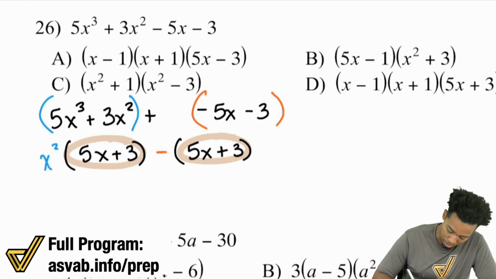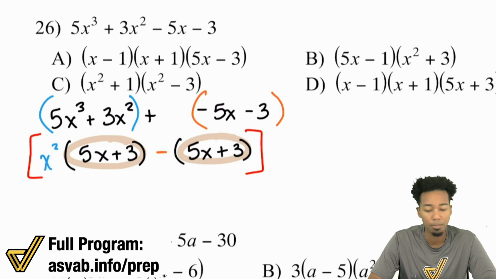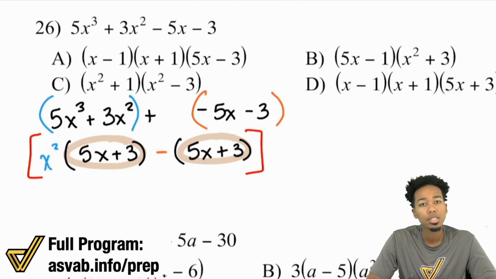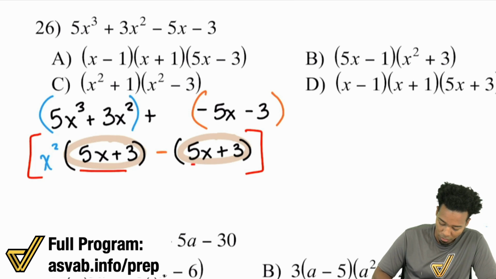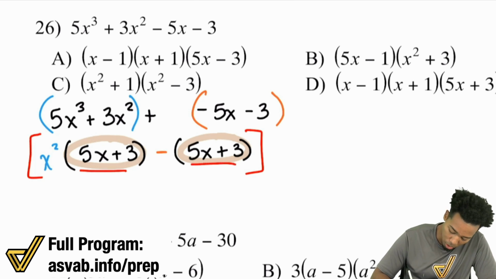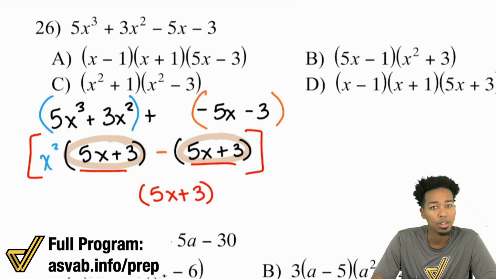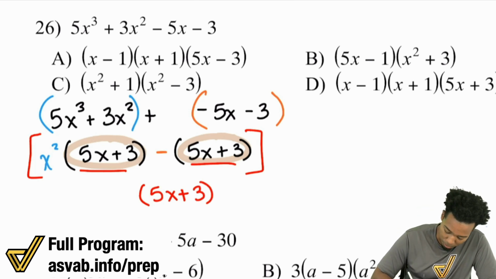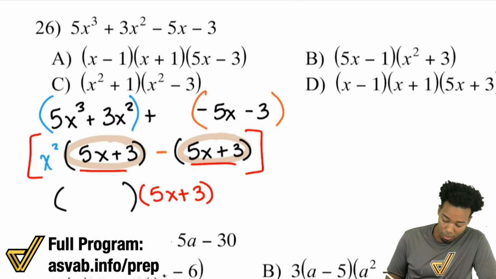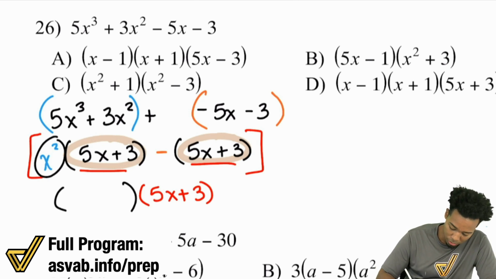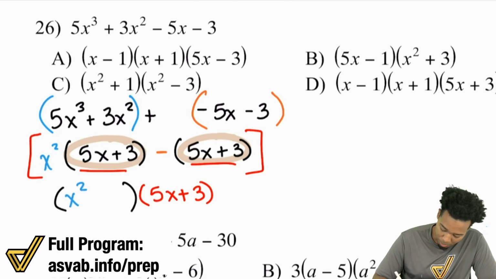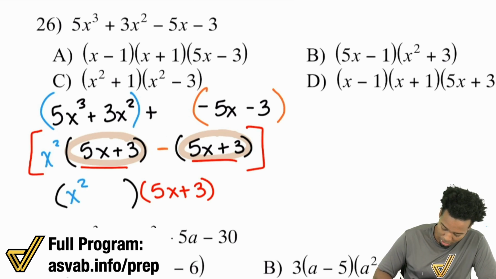We can say, hey, we have ourselves this big old group here, and I noticed that the two terms share 5x plus 3. So I will go ahead and factor out 5x plus 3, and what's left on the inside, what's left in the other parentheses? Well, what's left in the other parentheses is going to be x squared right there, and then it's going to be minus, so minus what?